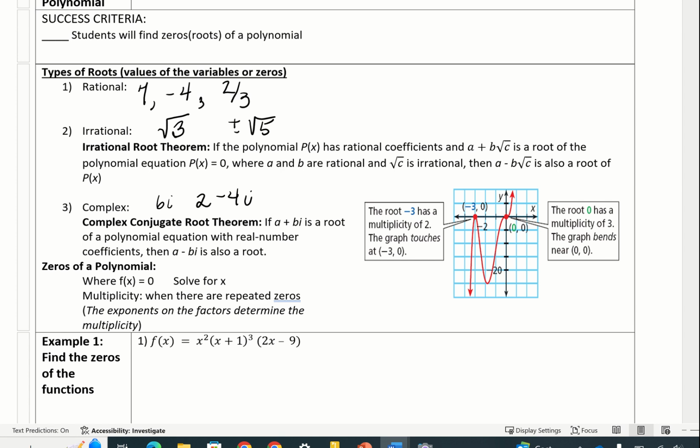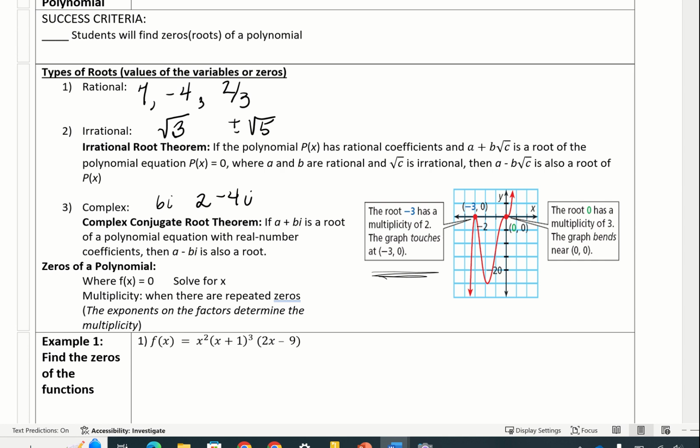So zeros in the polynomial, I did want to speak a little bit to multiplicity, because that is when there are zeros that repeat. So over here it says the root -3 has a multiplicity of 2.